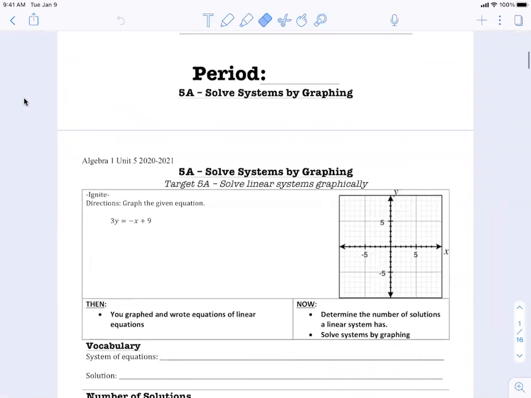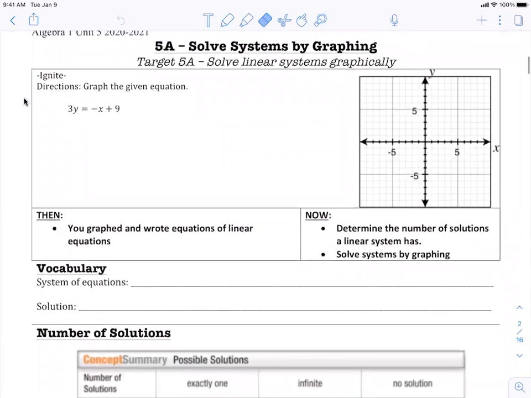So the first thing that we're going to go over, and this is more a review obviously from last unit, but what I want you guys to do is just pause your video and try the Ignite at the top of the page.